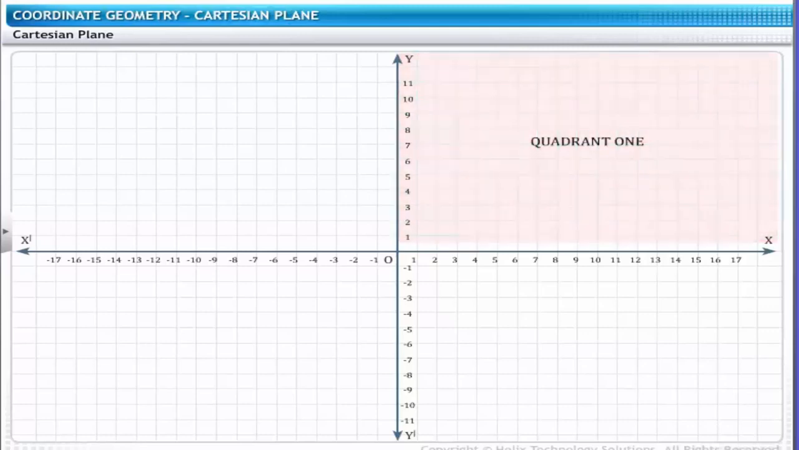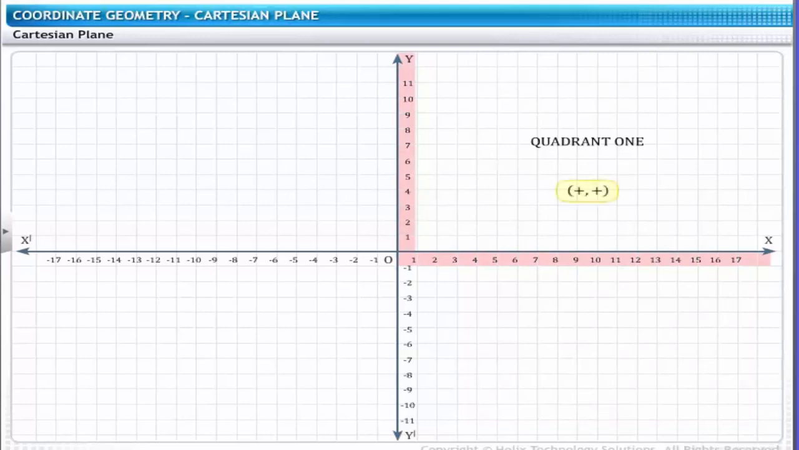XOY is named as quadrant 1. In this quadrant, x coordinates as well as y coordinates have positive values. Thus, this quadrant is of the type plus, plus.